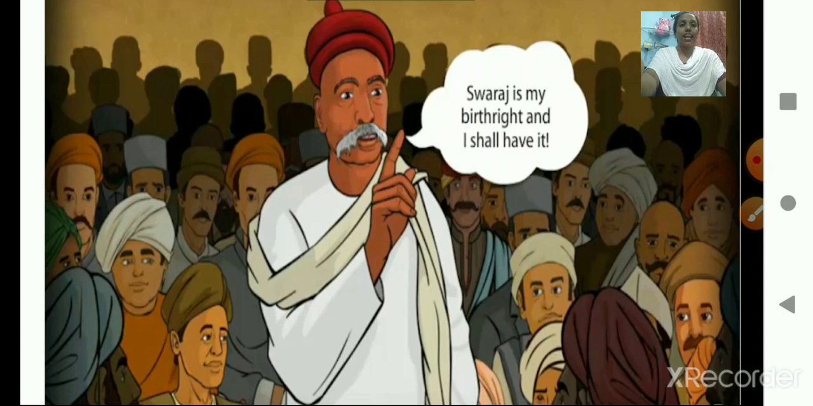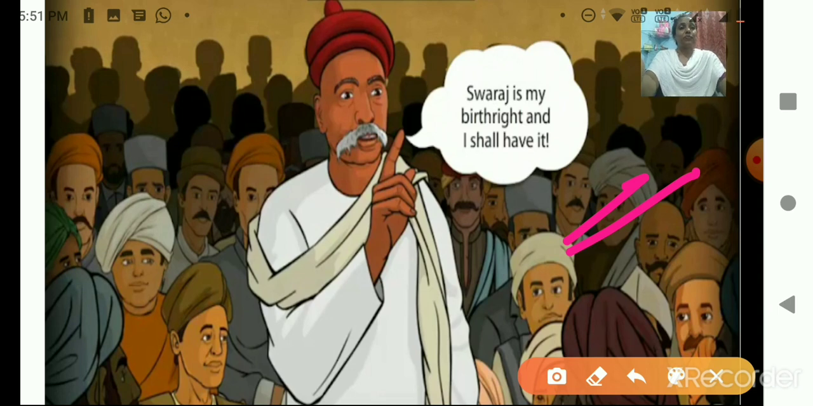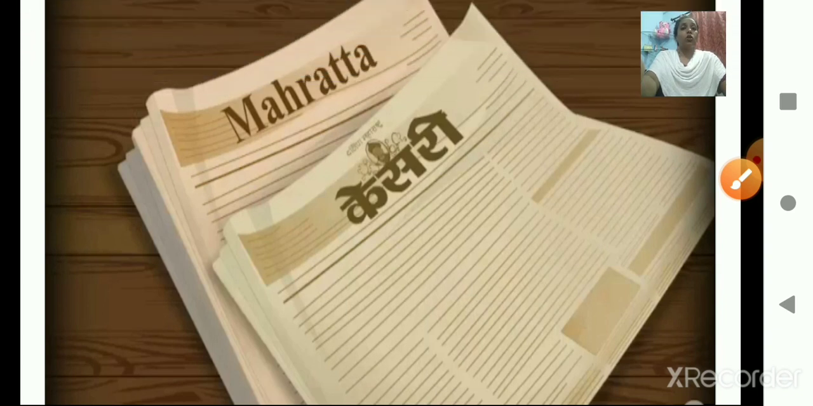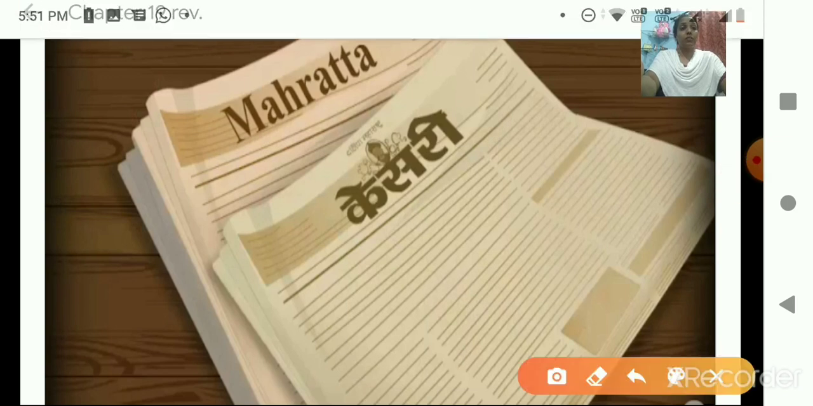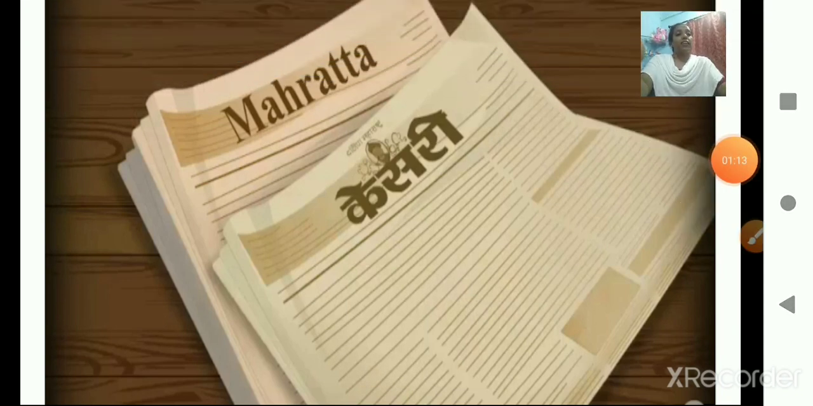Bal Gangadhar Tilak declared that Swaraj is my birthright and I shall have it. Bal Gangadhar Tilak also introduced the newspaper called Kesari, in which he spoke out against the British. He wanted to arouse the feeling of patriotism among the Indians.